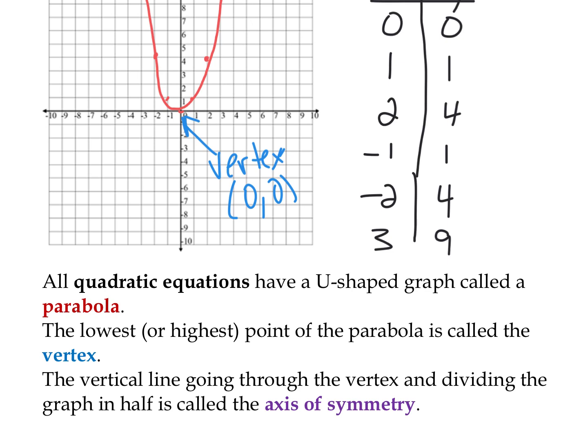That's the vertex. The axis of symmetry is the vertical line that goes up and down through the middle of the graph, divides it in half. It goes through the vertex, right through the middle. So this line right here going up and down, right? In this case, that'd be the line x equals 0. That's the axis of symmetry. So the axis of symmetry, it's symmetrical on both sides of that line. It's the same on both sides, cutting it in half. All right.